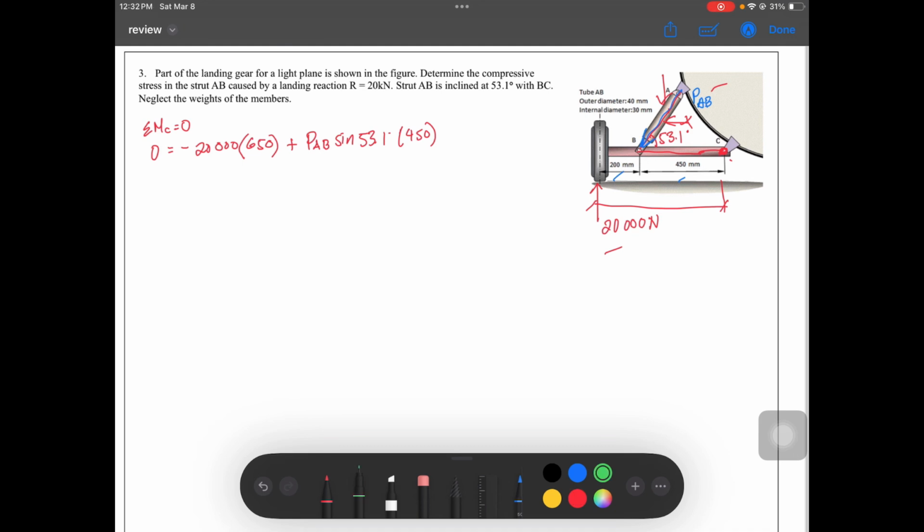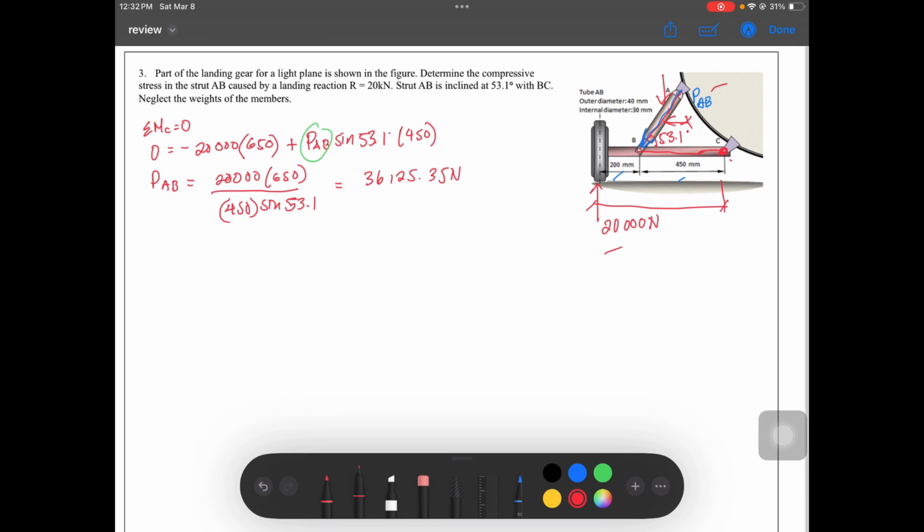So, let's isolate PAB. May makukuha tayong force. At siya lang ang variable sa equation na to. Our PAB is 20,000 times 650 divided by 450 and sine 53.1. So, our PAB is equal to 125.35 Newton.